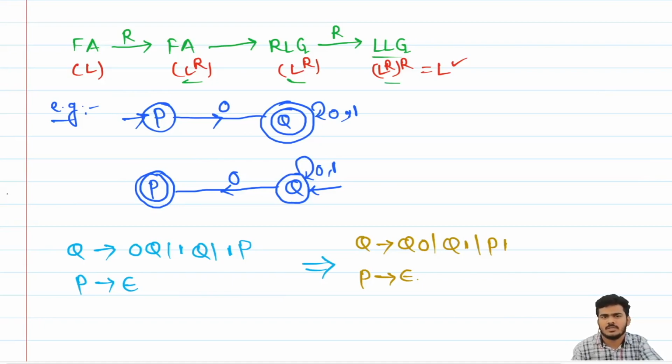Okay, understood. So let's take an example. This is the example we have already solved. Now this is accepting the language L, which means we can say that it starts with 0. It will accept all the strings which start with 0.